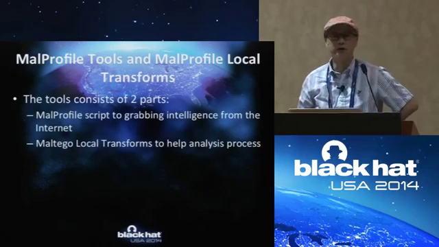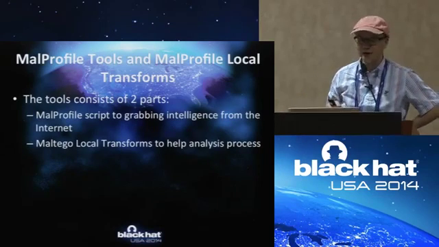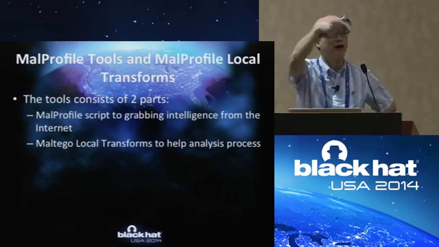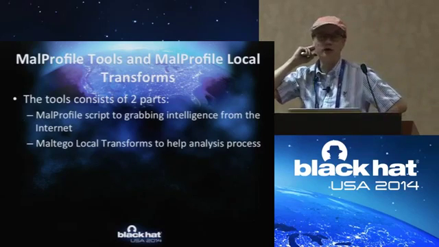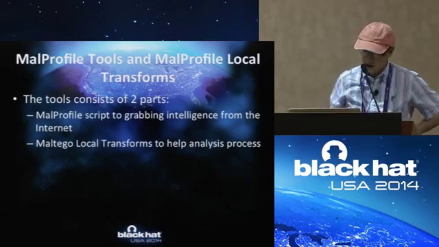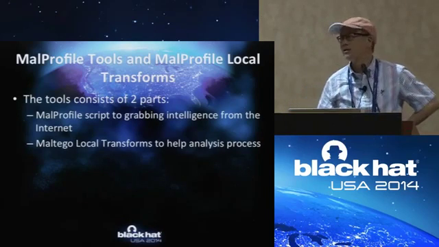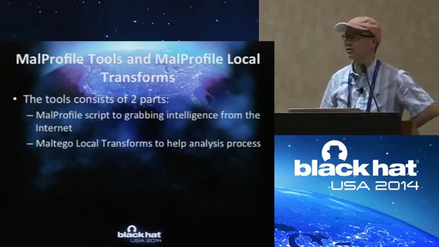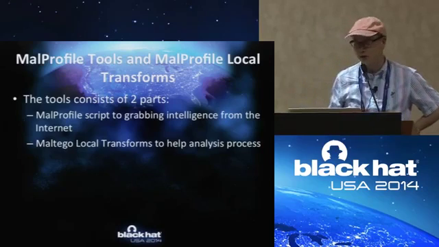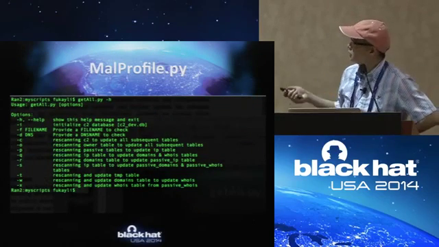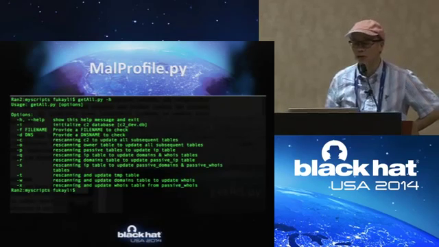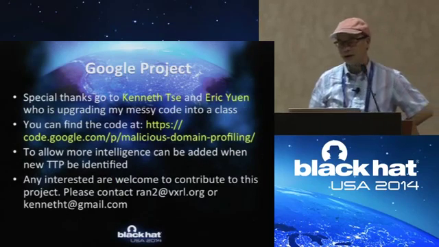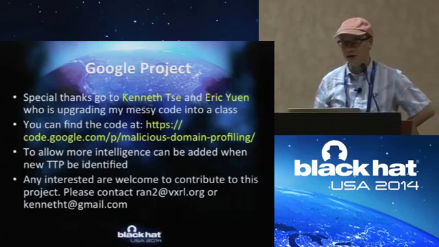So the tool is simple, in two parts. One is called the Malprofile script, which is a script that I've written, quite lousy. I try to get all this information from the internet, and I don't want to pay a single dollar. And based on the data I collect, I use my own Maltego local transform, which is also published on Google Code, to help me do the analysis. This is the original script that I'm using, originally called getAll, but later on we changed the name to Malprofile. Thanks to my friends Kenneth and Eric who updated my messy code into classes.